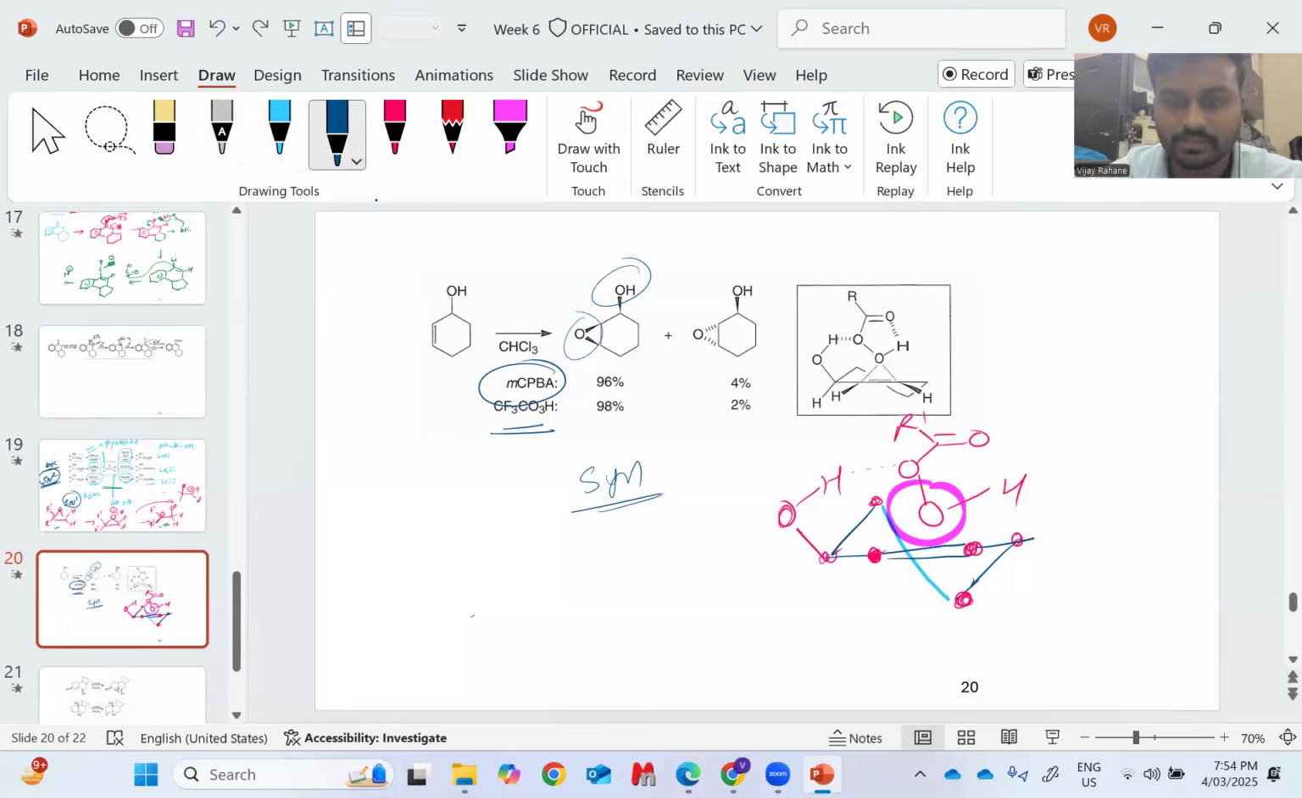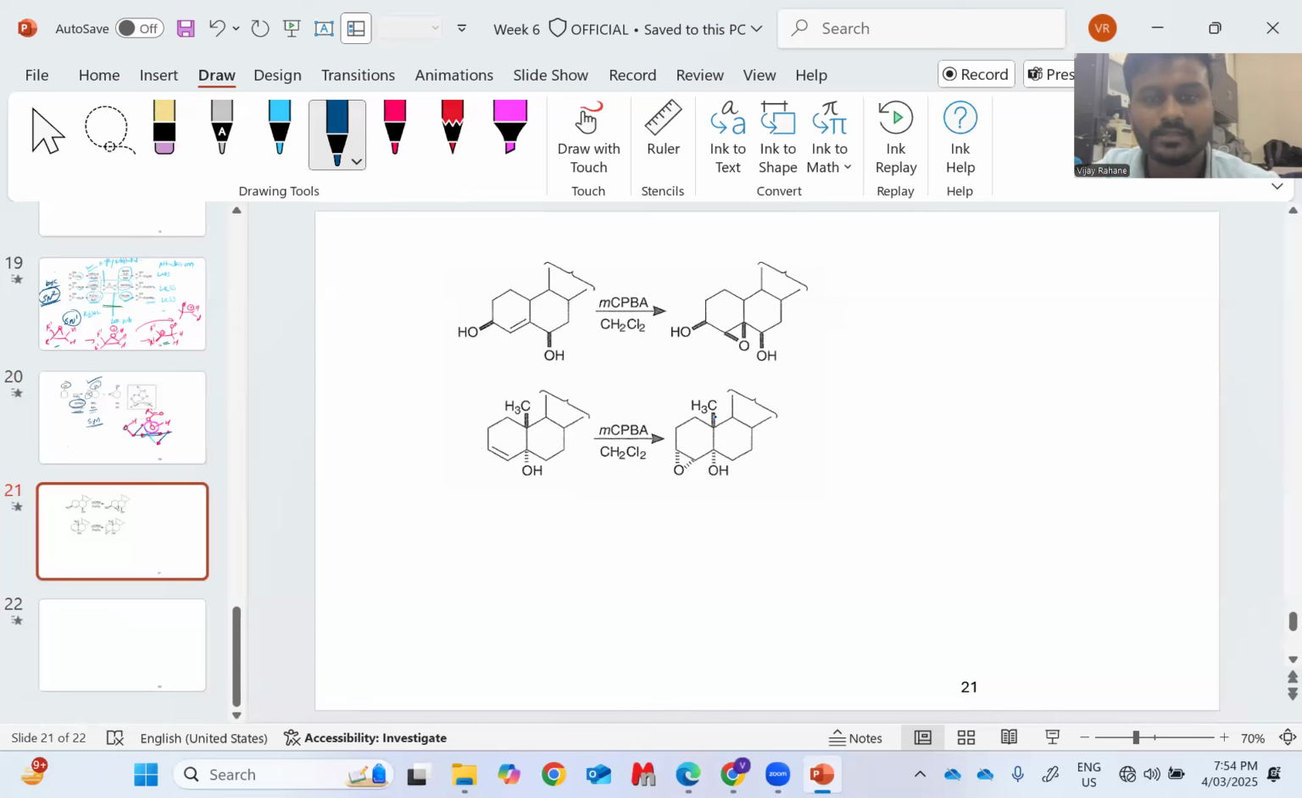So this is how we can get the stereoselective formation of the epoxide when we have the hydroxy group. When the hydroxy group is directing to the beta, the epoxide formed is also beta, and you can see it's 98% enantiomer selective, right? Further, you can also see some more complex examples.